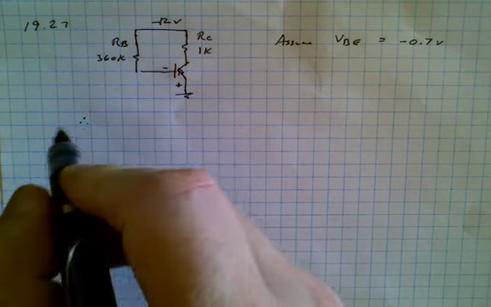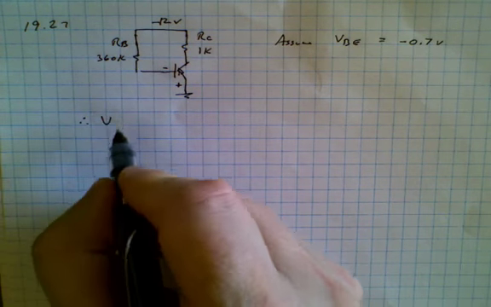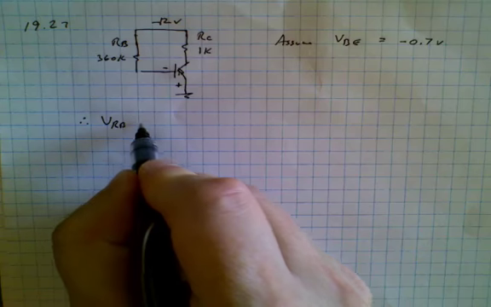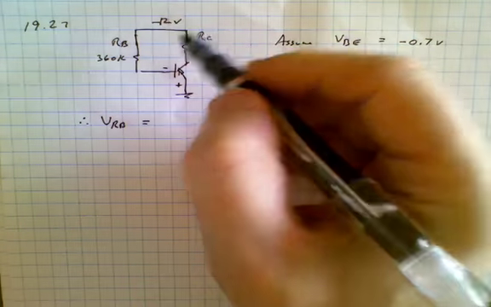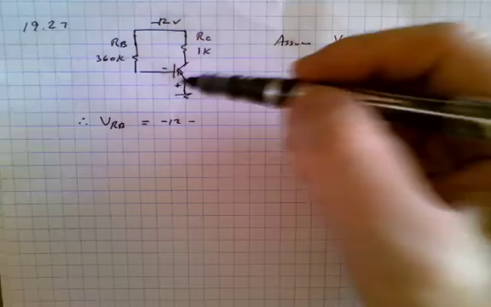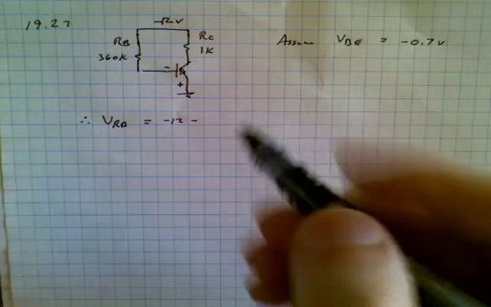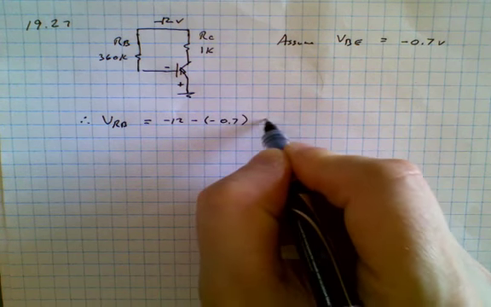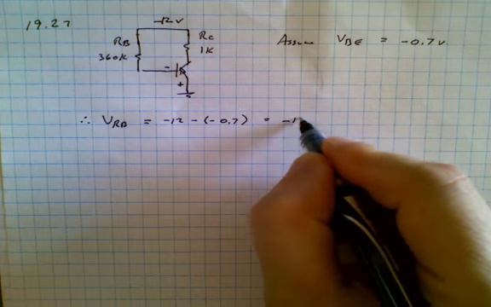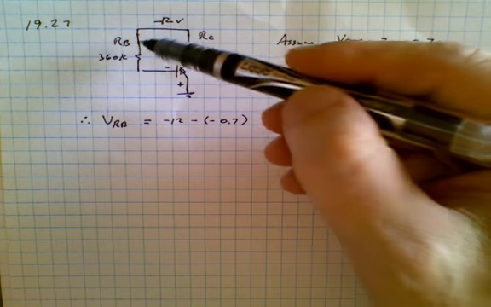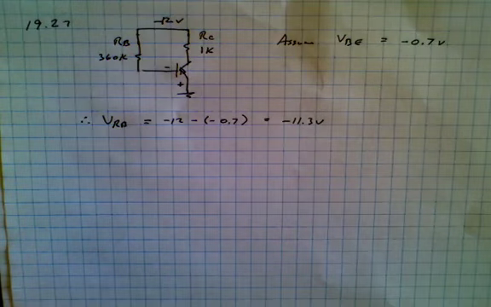Therefore, we can say that the voltage across the base resistor, RB, is equal to minus 12 volts minus the voltage base to emitter. And that gives us minus 11.3 volts. So that's the voltage drop across this resistor.